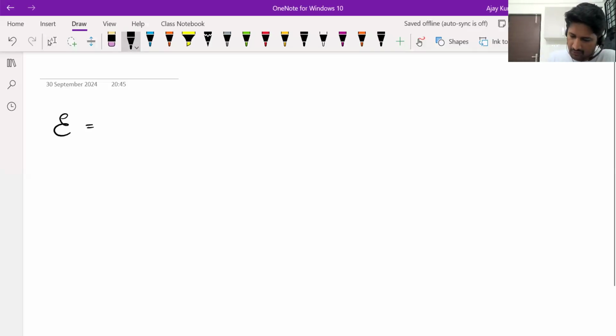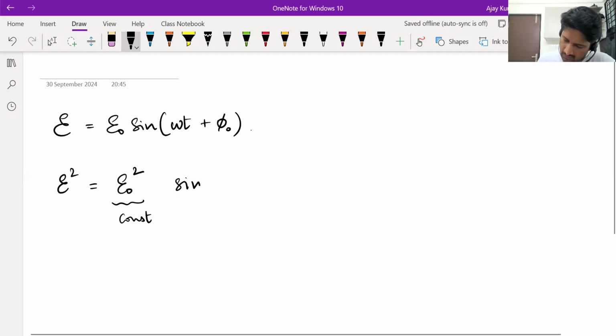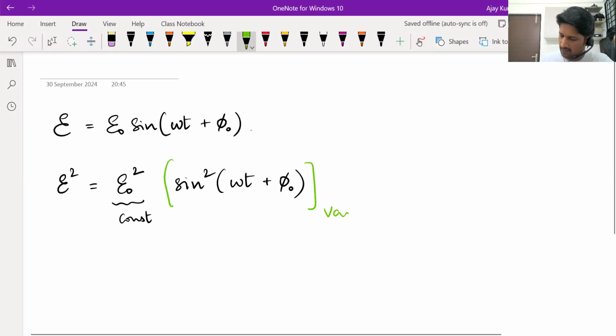So the general equation for alternating EMF is E naught sine omega t plus some constant. When you square this, it becomes E naught square, which is a constant part, since E naught is the peak EMF, times sine square omega t plus constant. As time varies, this part of the equation will be variable.